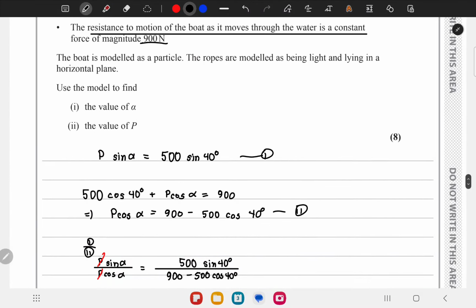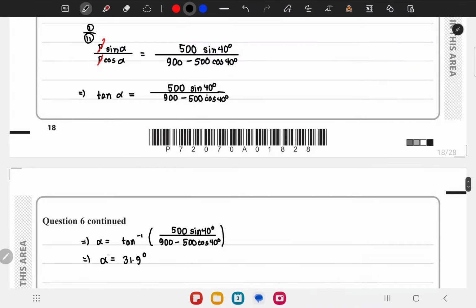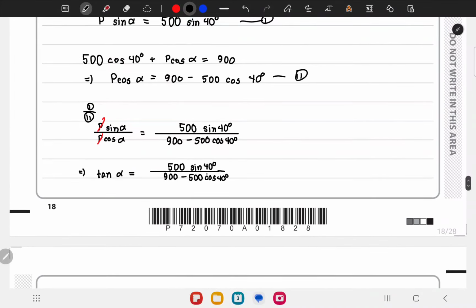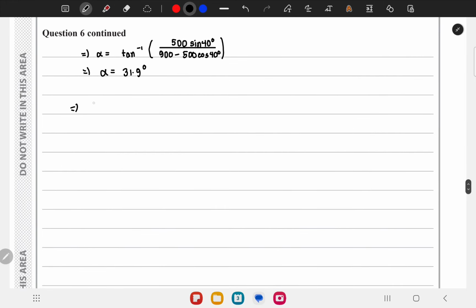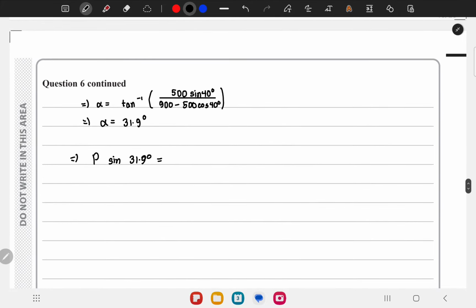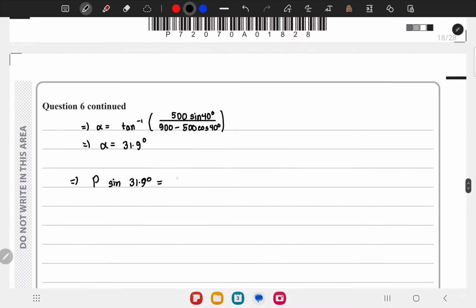Now we have to find the value of P. We can simply put the value of alpha in any of the equations. This one is easier. So I'll put P sine 31.9 degree. Instead of 31.9, it would be recommended to directly put in the calculator answer, which we get from calculating this. This is equal to 500 sine 40.